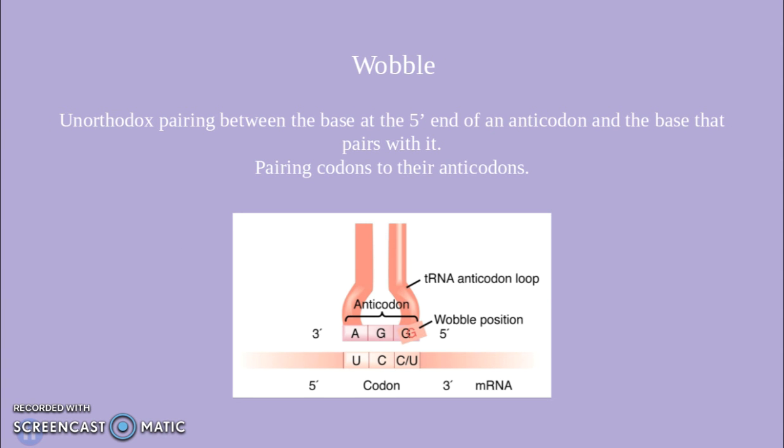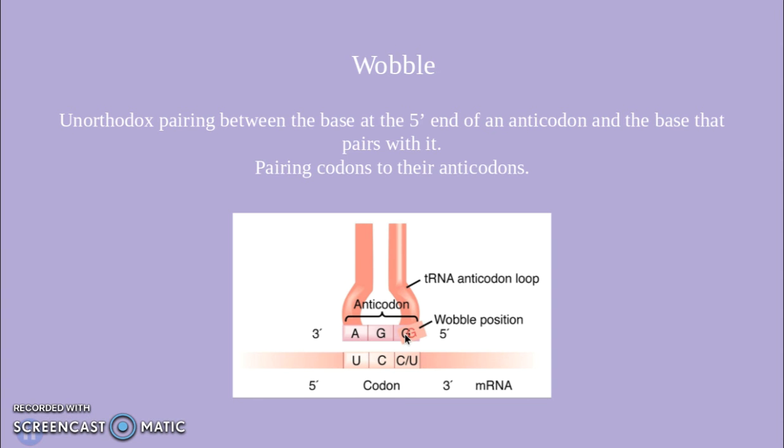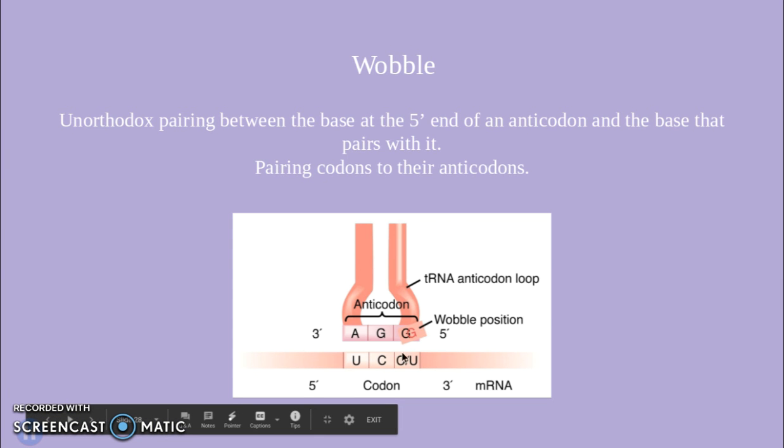And last but not least, we have wobble. Wobble is actually an unorthodox pairing between the bases at a 5 prime end of an anticodon and the base that pairs with it. So it's actually pairing codons to their anticodons. So see here we have our nucleotides going from like adenine to uracil or guanine to cytosine, or where the wobble position is actually placing that G to become that cytosine.